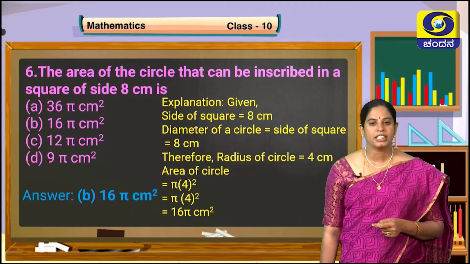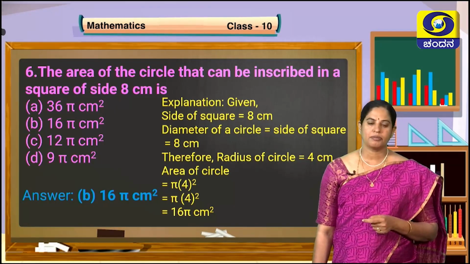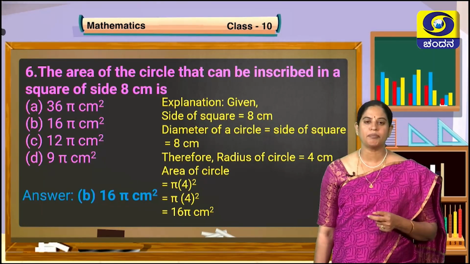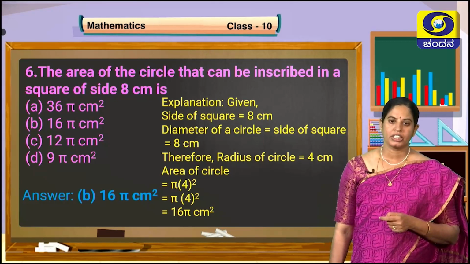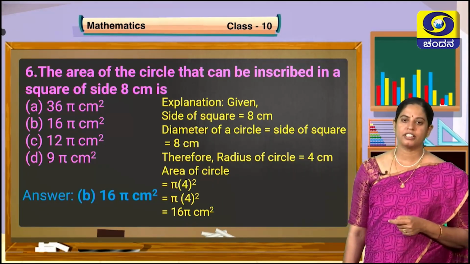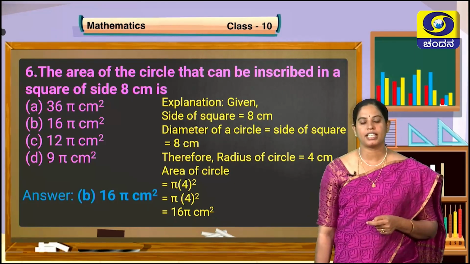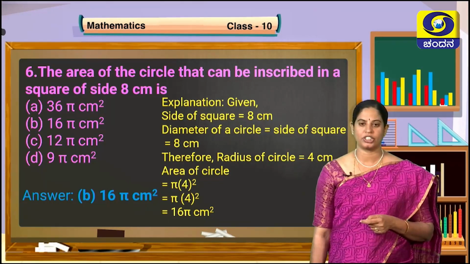Area of the circle is pi r square. In place of radius, you substitute 4, that is pi 4 square. So, keeping pi as it is, if you multiply 4 into 4, you are going to get 16. The answer is 16 pi centimeter square, children.